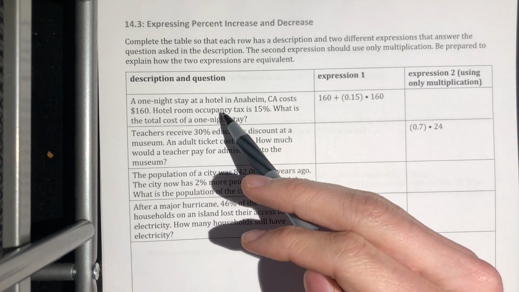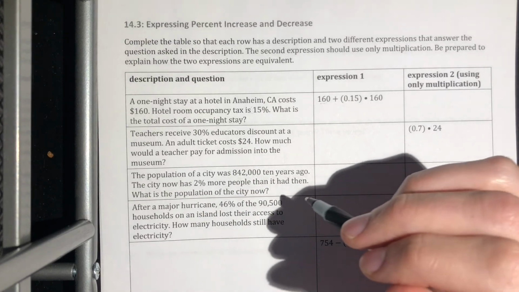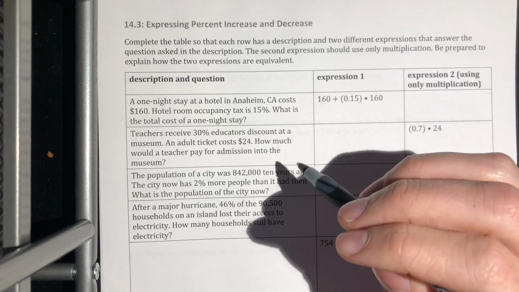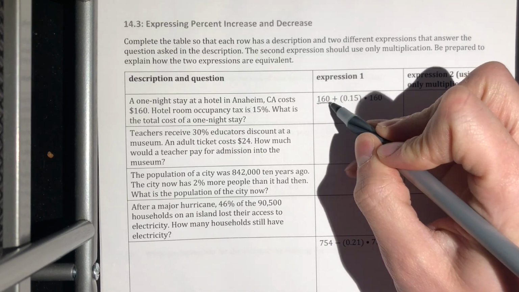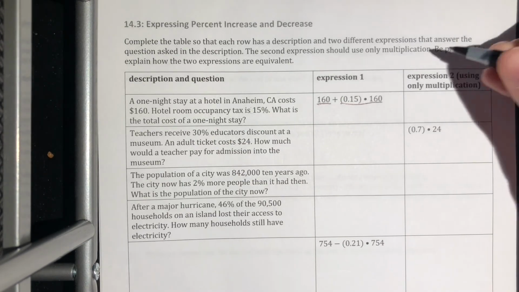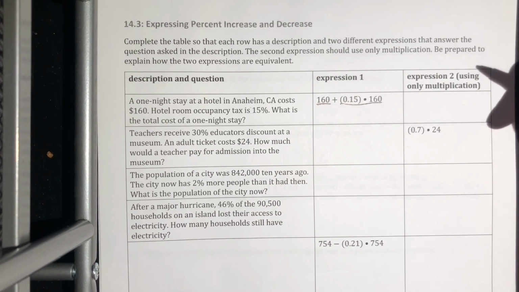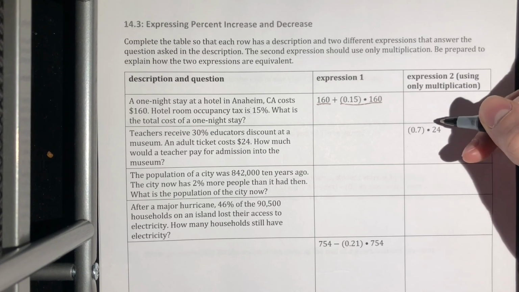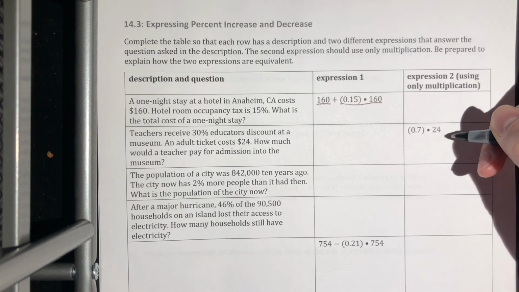Hotel room occupancy tax is 15%. What is the total cost of a one-night stay? So again, it's taking that original and adding 15% of the original for tax. So what I can do instead is, actually, I'm going to have you pause this right now so you can do it on your own. All right, but we're going to write an expression in only one, with just multiplication.